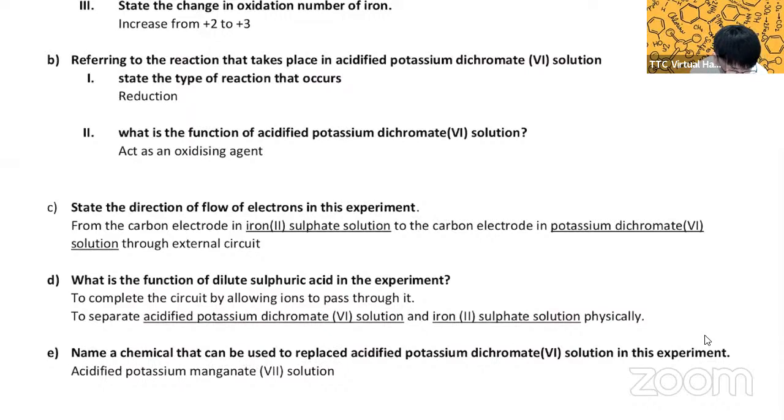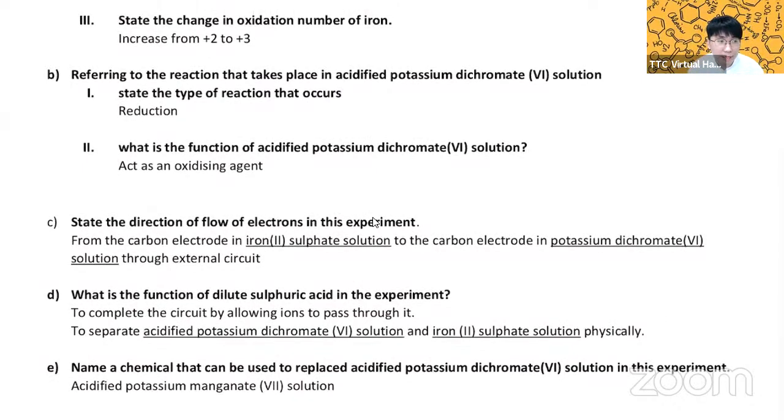Okay, then I want to do one rusting. Rusting, actually, we did before in our class in March, right? I'll just do one. Okay, I give you guys 1 minute.